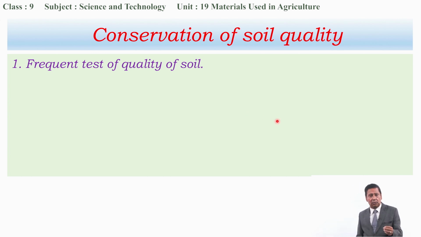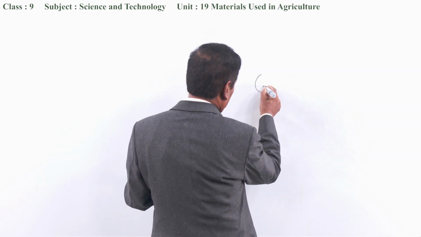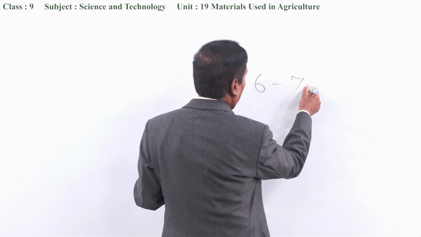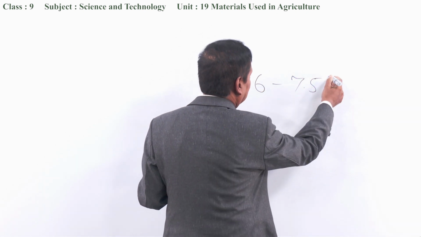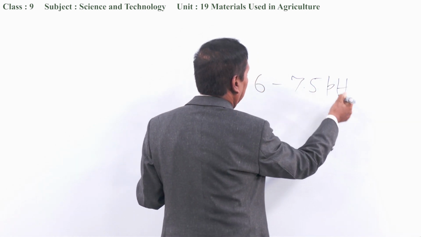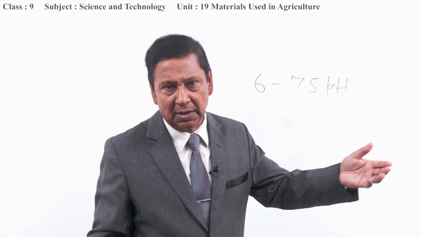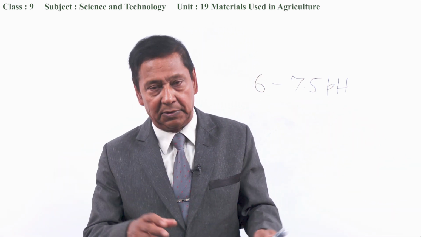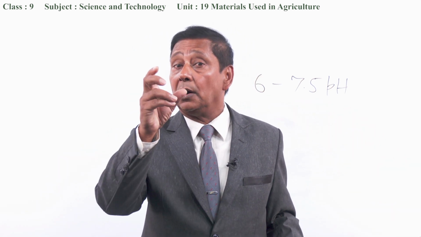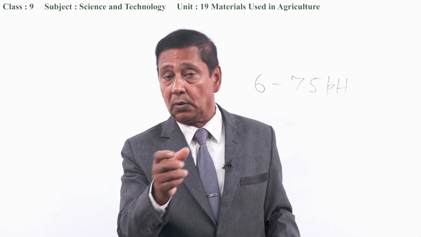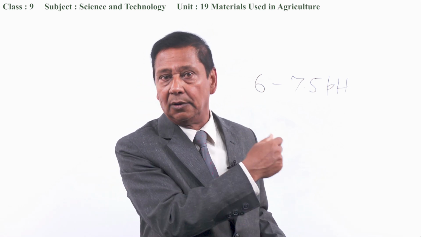The pH value lies normally between 6 to 7.5. Yes, the normal pH value of soil lies between these two, 6 to 7.5. Maybe a little less than 6 also, maybe 5.5 also. And almost all the crops grow within this pH value.